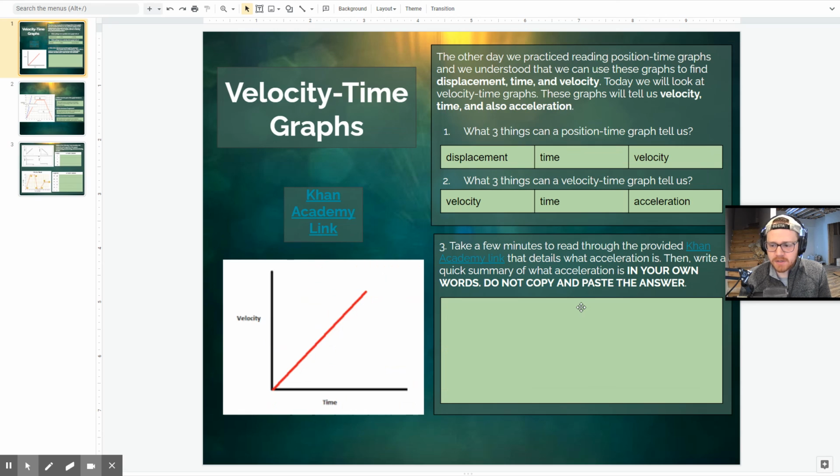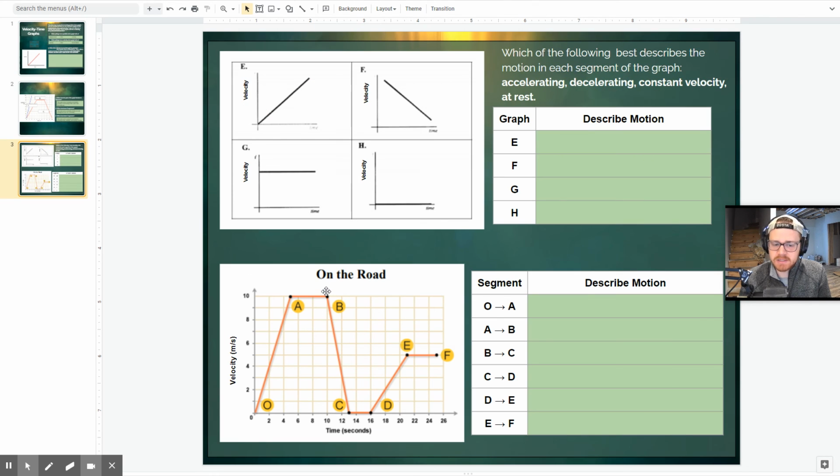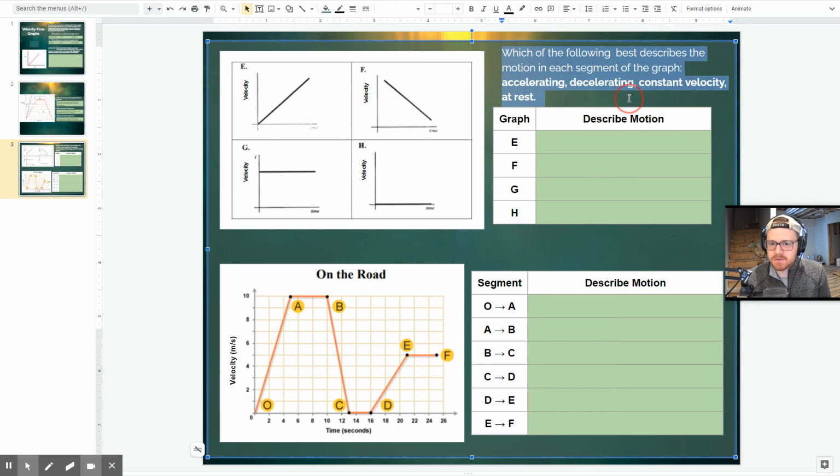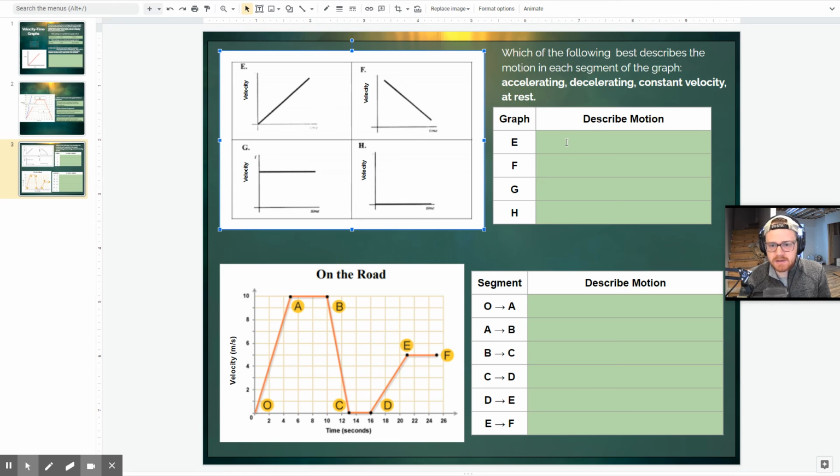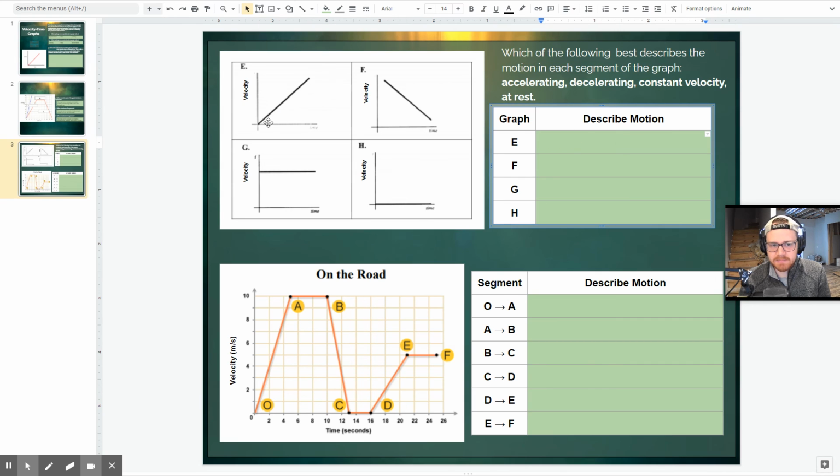A reminder before I talk about the third slide: if you have not answered this number 3, you need to answer it. You need to have a working understanding of what acceleration is, especially when you get to here. So what you're going to be doing is categorizing or describing what is happening. Which of the following best describes the motion in each segment of the graph? Is it accelerating, deaccelerating? Does it have constant velocity? Are we at rest?